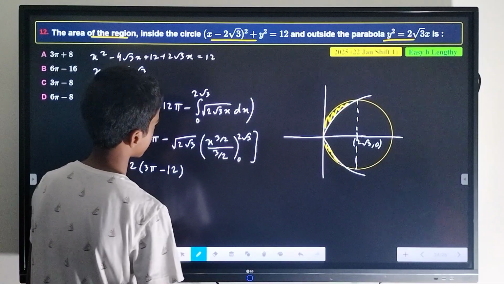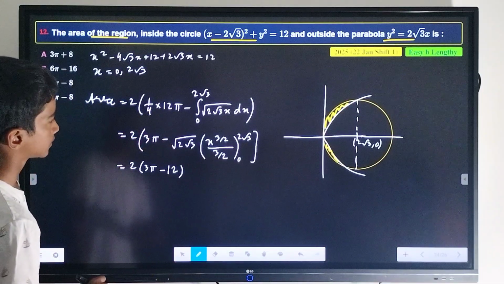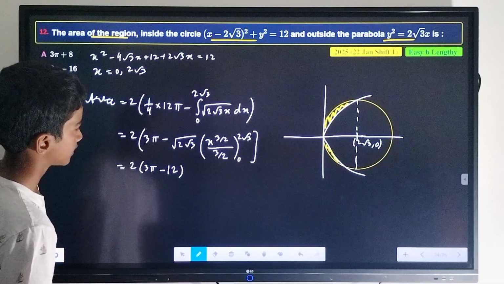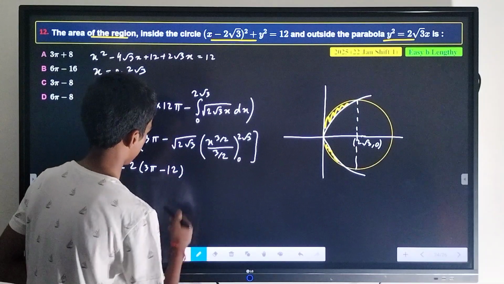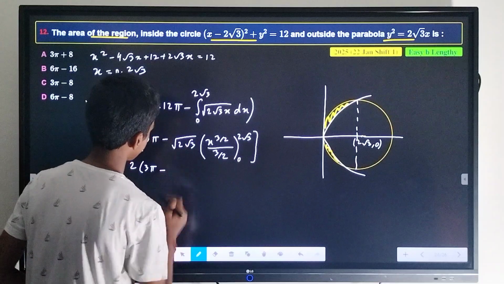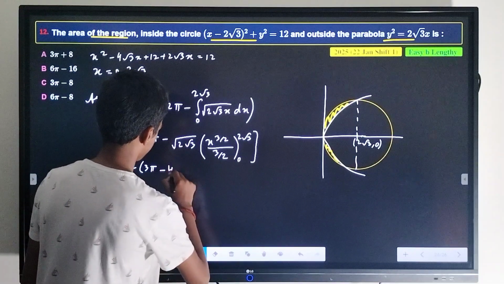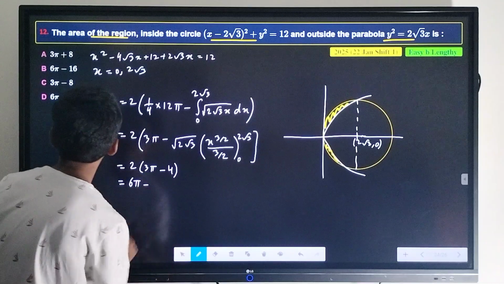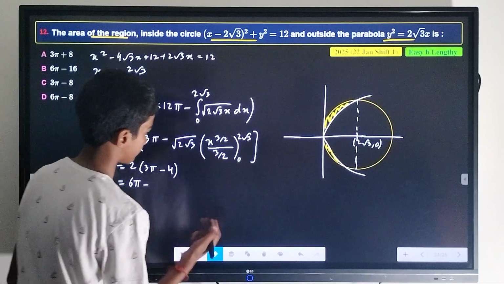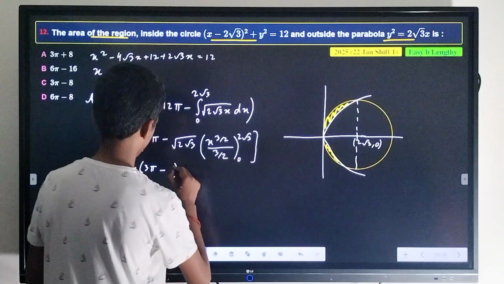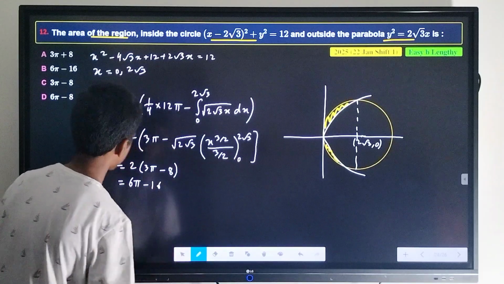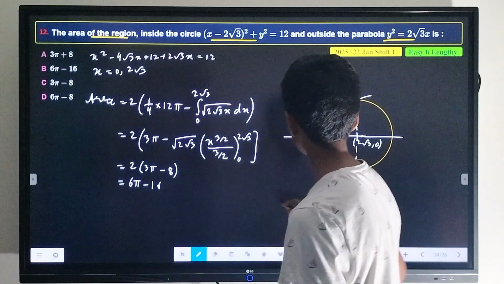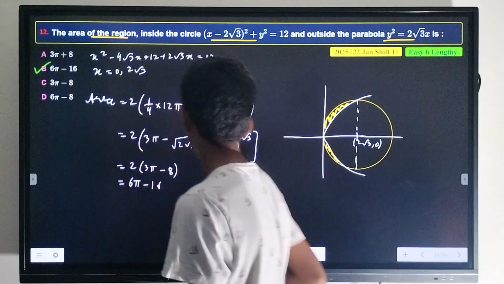Wait a minute please. Here I am making some mistake. Yes, this is divided by 3 upon 2. So 12 into 2 upon 3 will be 8. So this is equal to 6 pi minus 16. So from here our option B is correct.